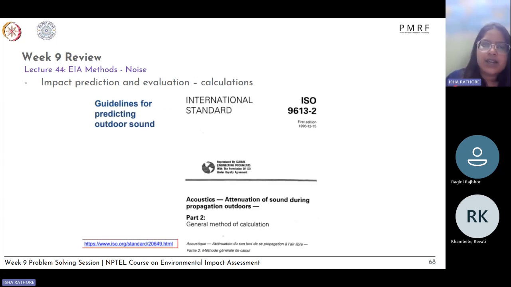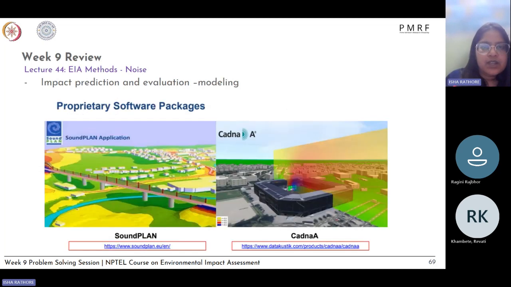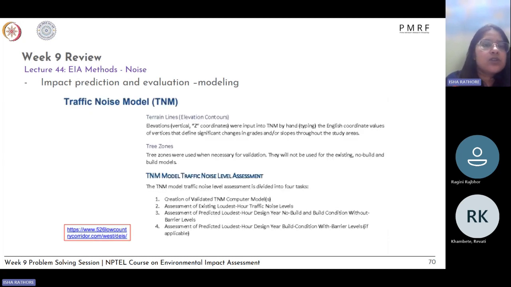Then we again have the guidelines for predicting outdoor sound. So there are certain standards and things which are available. And we also have software which can model the sound effects. We have two software packages, SoundPlan and Cadna. Both of these can be used in modeling for noise assessments. This can also be used for traffic kind of projects, so traffic noise modeling can also be done. This is another model which we discussed this week.